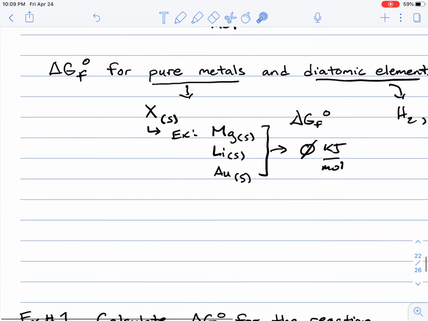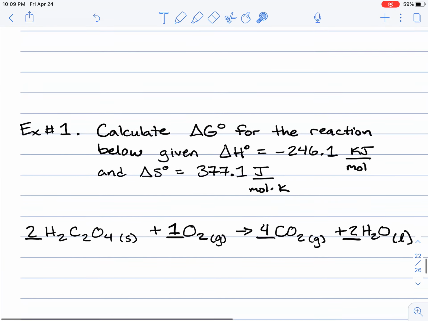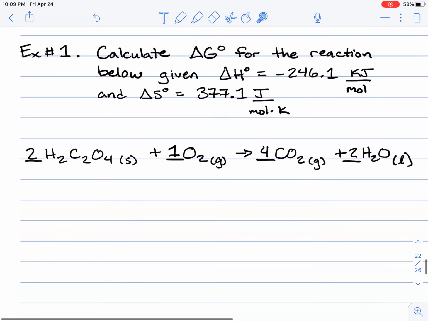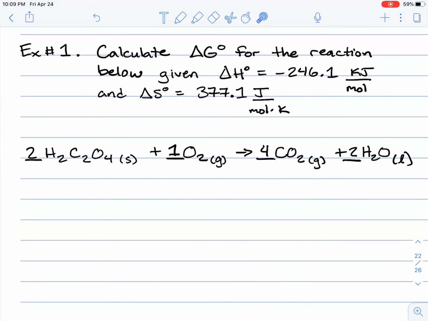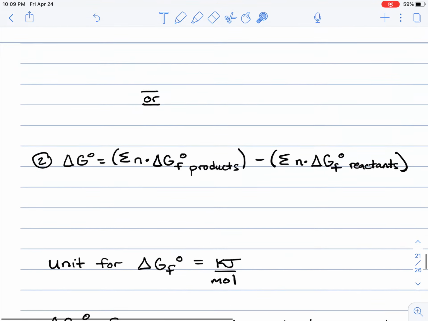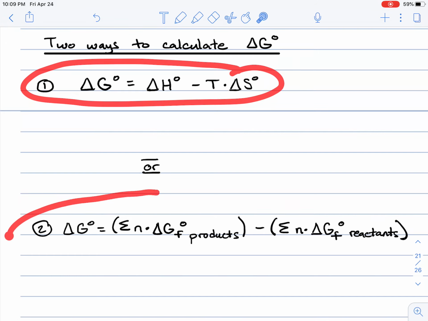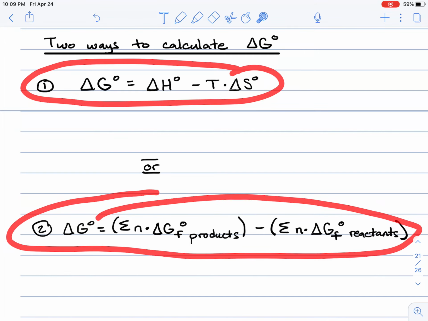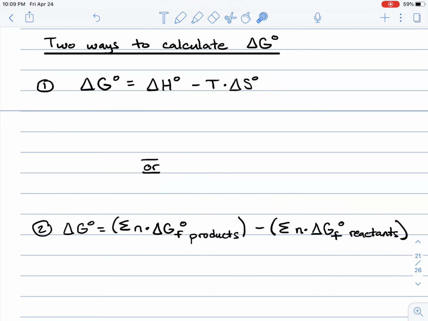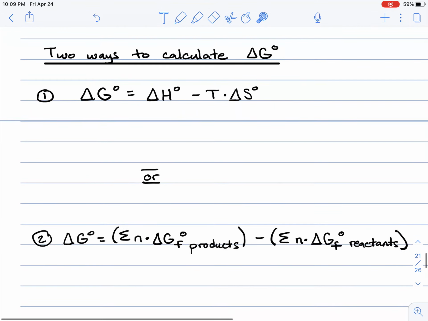All right. So let's go ahead and go through this example just to demonstrate how we can use both of those equations. I'll flash it again. We'll see how we can use these equations to determine the change in standard Gibbs free energy.